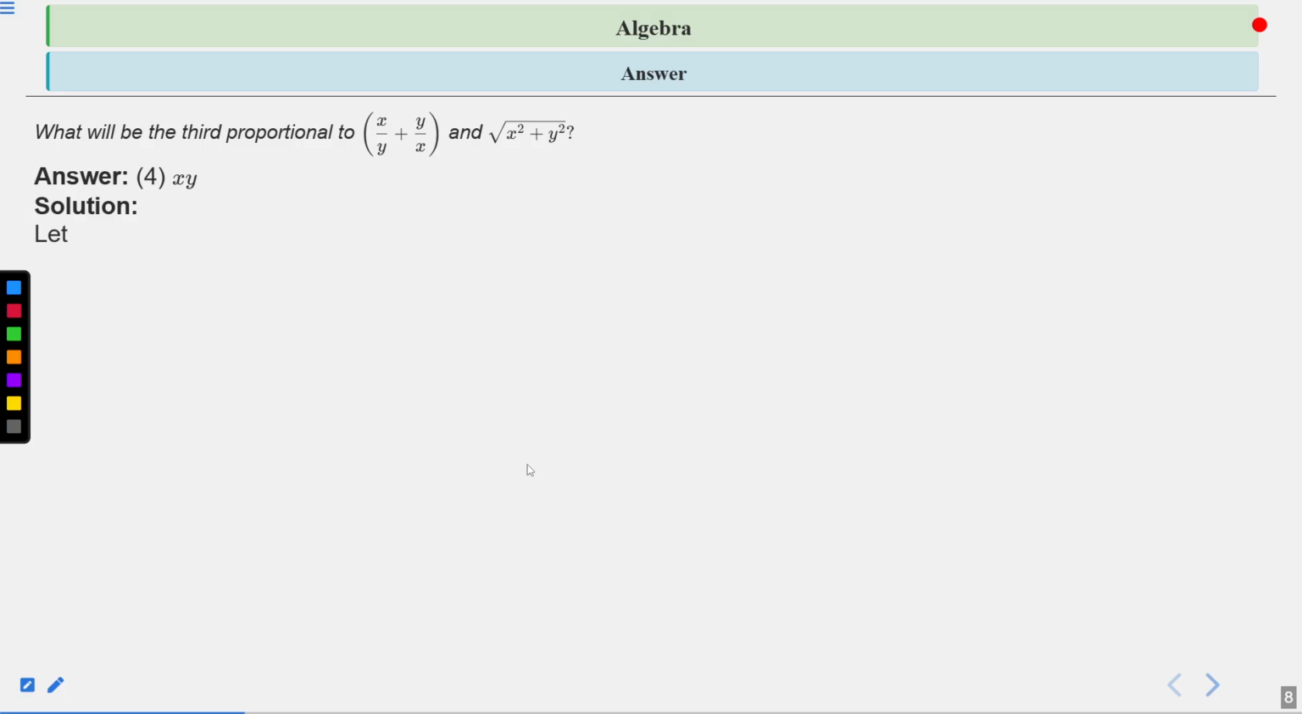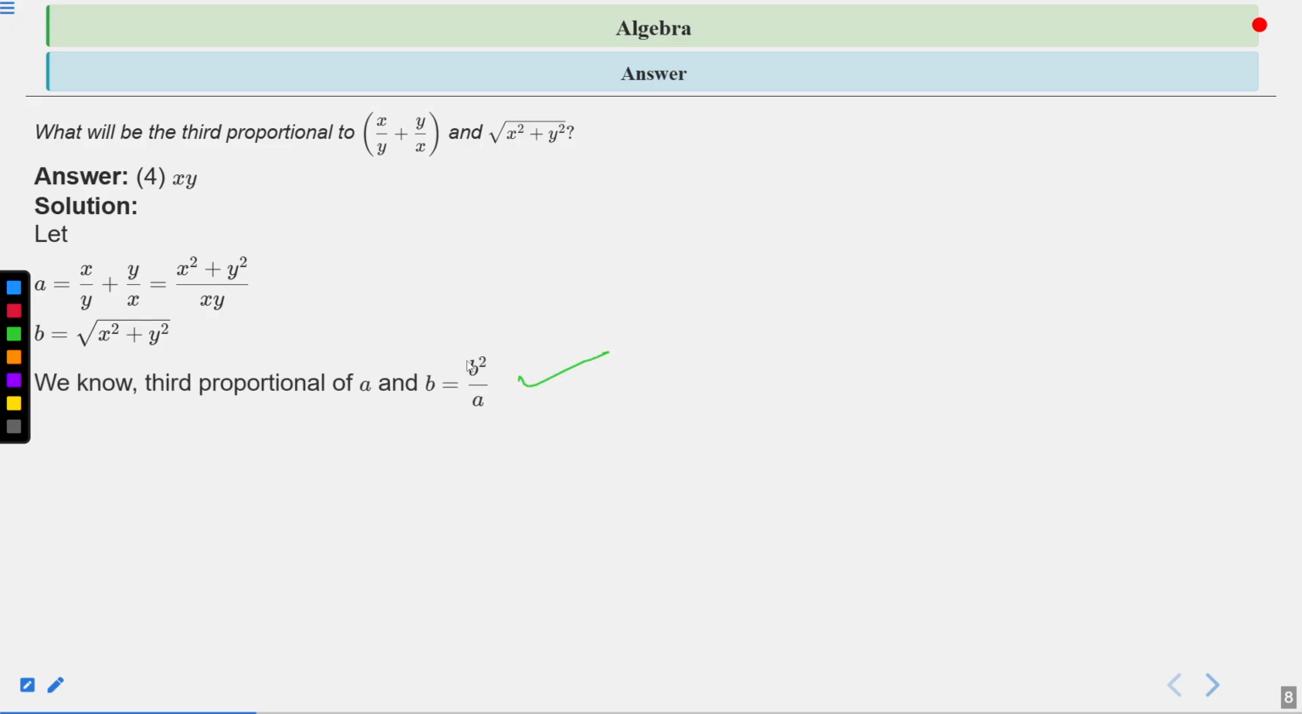So let a equal x upon y plus y upon x. We can write it as x square plus y square upon x into y. We take the LCM and get x square plus y square upon x into y. Let b equal under root x square plus y square. We know that the third proportion of a and b will become b square upon a.